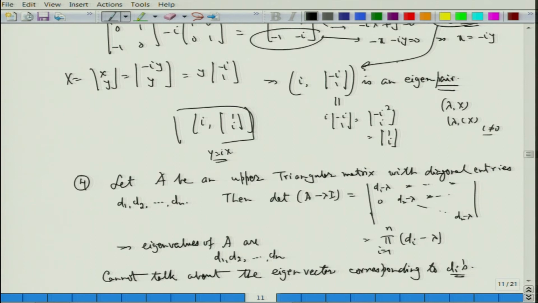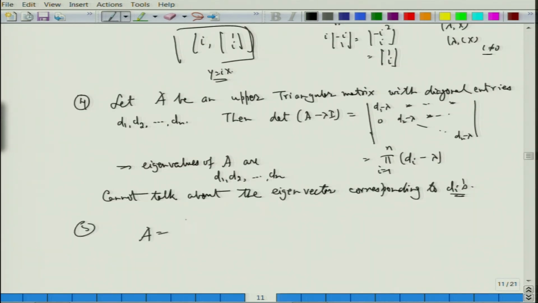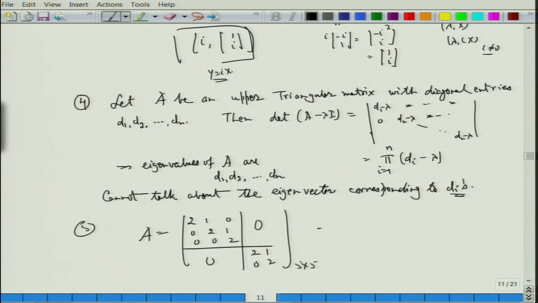So to make you understand this slightly better, let us look at this example, A as 2, 1, 0, 0, 2, 0, 0, 0, 2. Let me write this matrix. Let me make it 1 here. I have a 0 here, 0 here, 2 here, 1 here, 0, 2. So look at this 5 cross 5 matrix. It is an upper triangular matrix with all its eigenvalues 2. Find the eigenvectors. So try that out so that you have better clarity of what I am trying to say, what are the issues that come into play. Fine. That's very important for us.